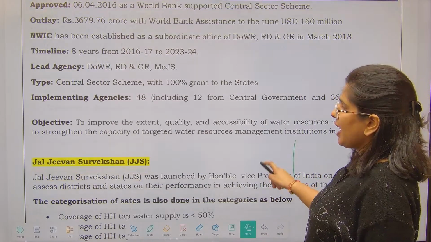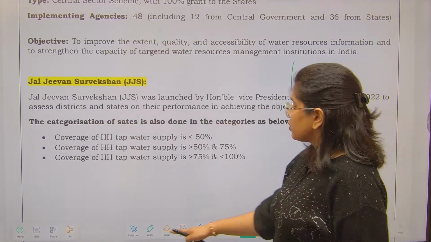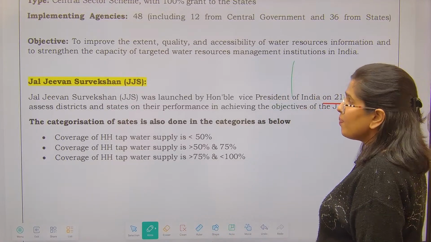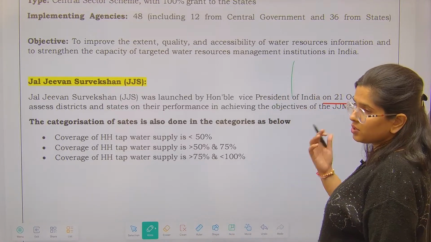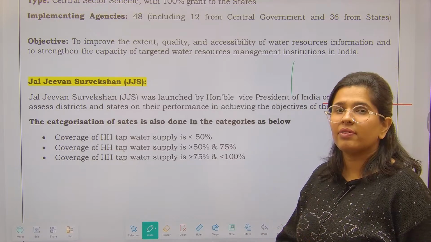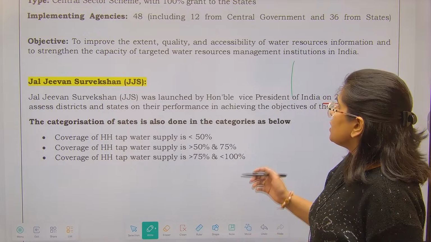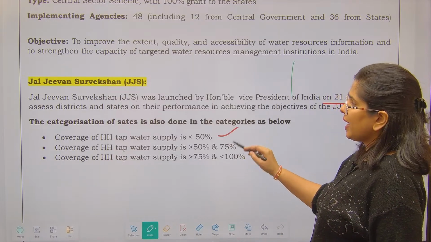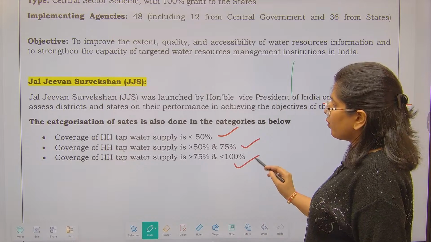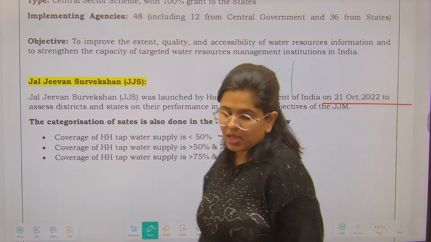And then finally we have Jal Jeevan Sarvekshan. It was launched by the Vice President of India in the year 2022, right? This is a kind of questionnaire or survey where we are asking about the coverage. So categorization is: household tap water connection less than 50%, between 50 to 75%, and more than 75%.